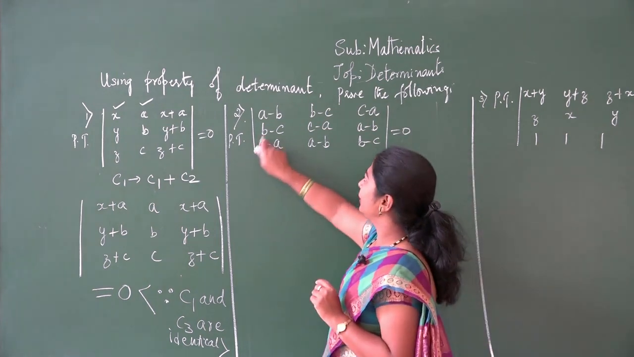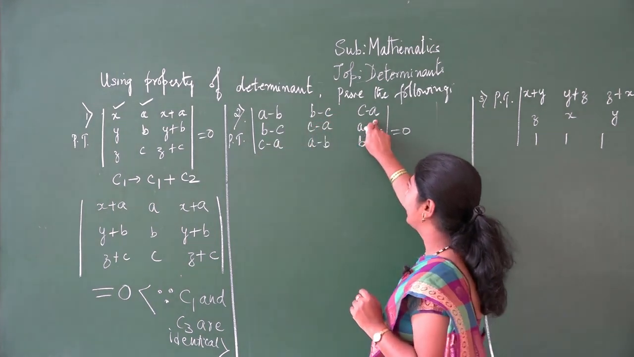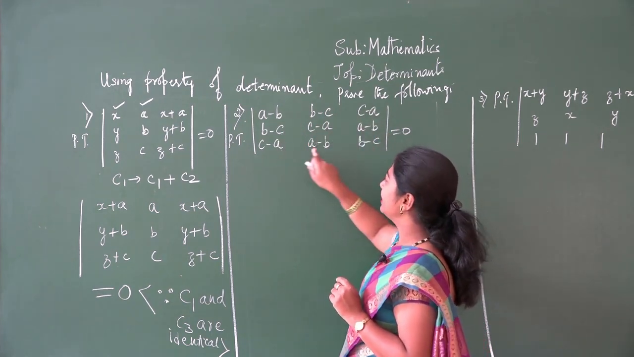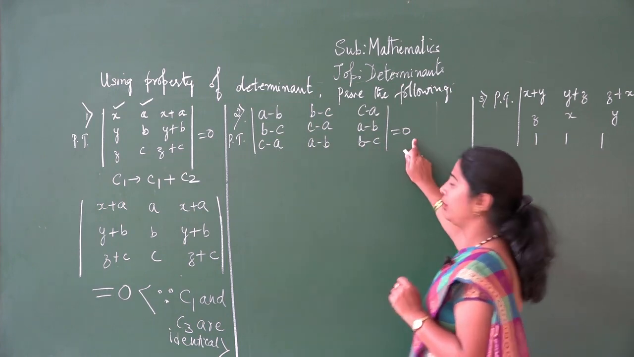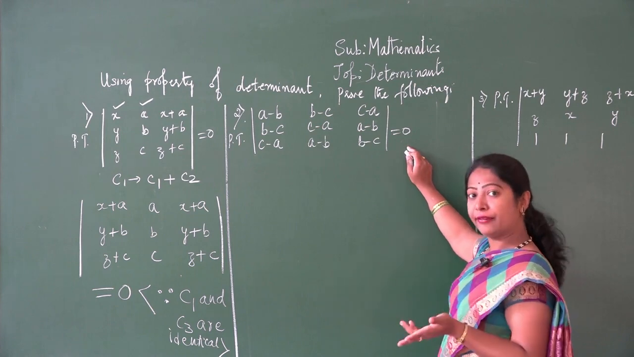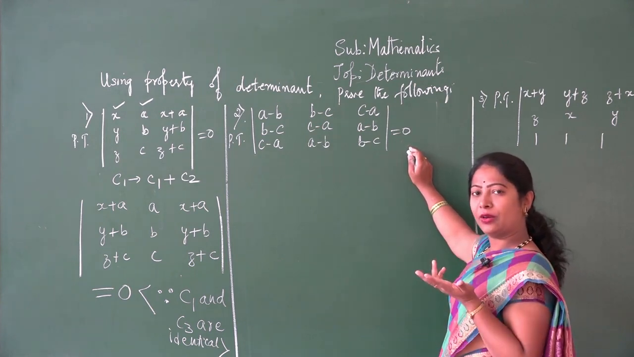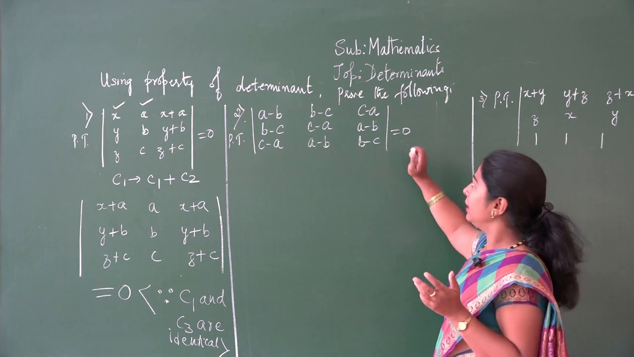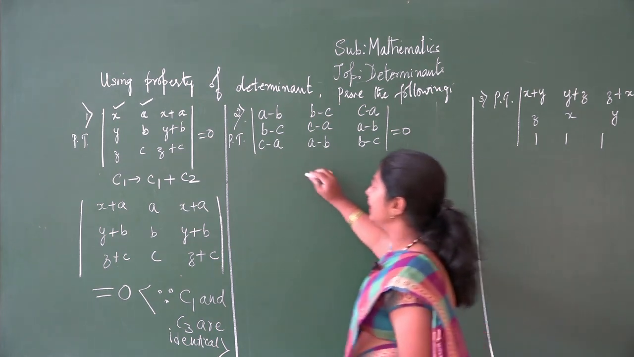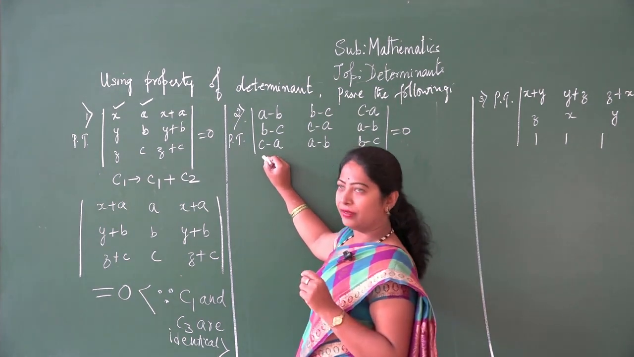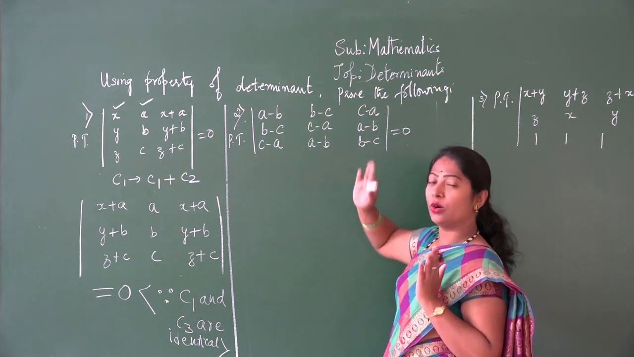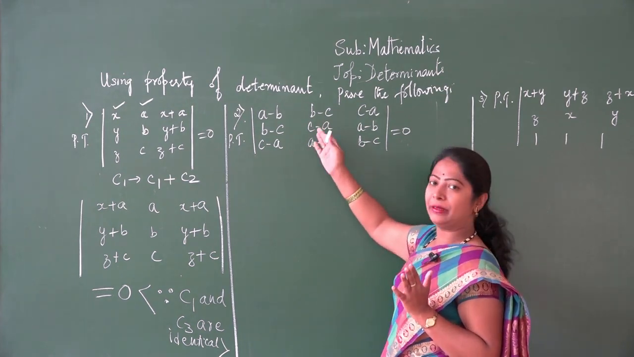Prove that the determinant with rows a minus b, b minus c, c minus a; b minus c, c minus a, a minus b; c minus a, a minus b, b minus c equals 0. Either I have to make 2 rows or 2 columns identical, or I have to make all the elements of any row or any column 0. Automatically, according to the property of determinant, the value of the determinant tends to 0. When you look at the problem, I cannot make it identical. The only option left is to make all the elements 0.